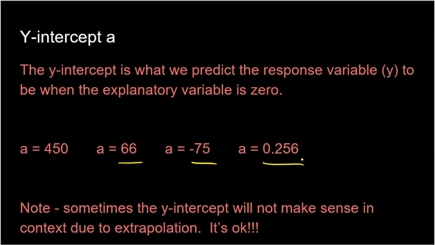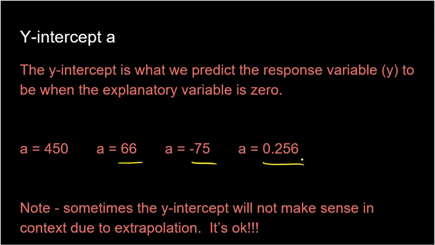So keep that kind of rhythm going, right? It's what we predict the y variable to be when x is 0. Now, I do want to note that sometimes the y-intercept will not make sense in context due to extrapolation. Like the y-intercept is always what happens when x is 0. Well, if none of your data was around x equaling 0, then it's probably not going to make a whole lot of sense because remember, we talked about linear regression models are only good for where the data came from.